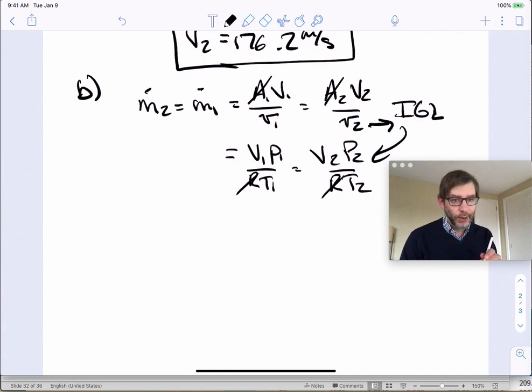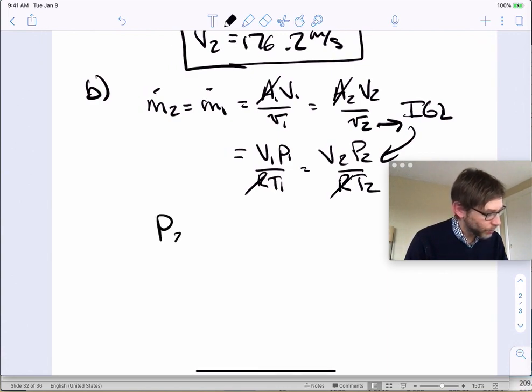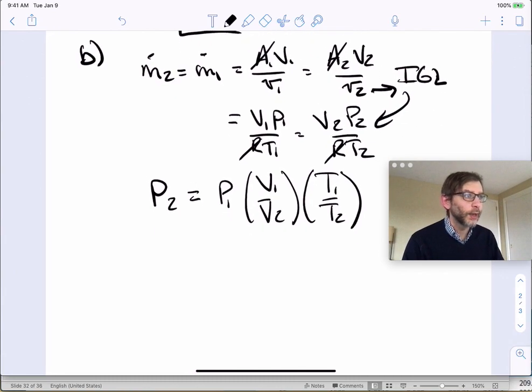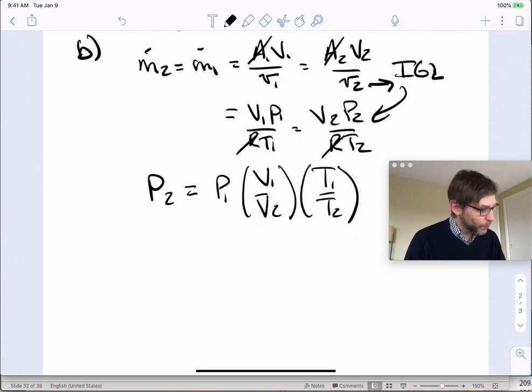So that's how we're using the ideal gas law in this case. If we had steam, do not use the ideal gas law. Just don't do it. For an ideal gas, and it says ideal gas, use the ideal gas law. Okay, makes sense. So then we just solve this thing. Essentially P2 is equal to P1 V1 over V2 times T1 over T2. And then we just put in our values here.